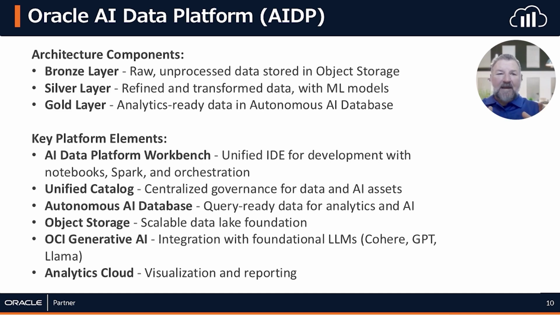So the key platform elements of Oracle AI Data Platform are the unified interactive development environment for development with Notebook, Spark, and orchestration, the unified catalog, the centralized governance for data and AI assets, the autonomous AI database where query-ready data for analytics and AI, object store, scalable data lake foundation, and then the OCI generative AI services, which is an integration with foundations with large language models like Cohere, ChatGPT, and Llama.